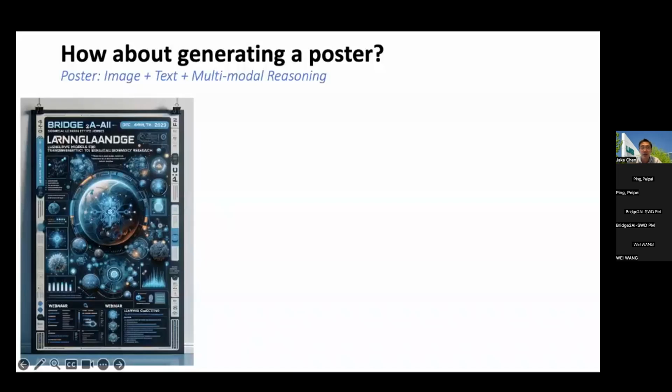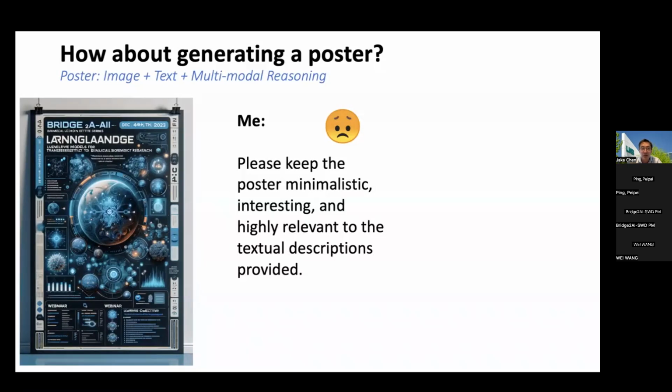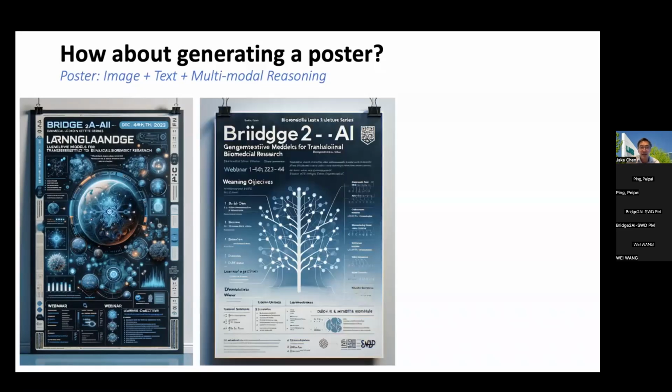And I said, well, please keep the poster minimalistic, interesting, and highly relevant to the textual description provided, and regenerate. Do you think it does a good job? Let's see. It's certainly cleaner, but it misspelled bridge to AI, and it doesn't seem to understand bridge to AI in the generated figure. It does show some trees, but when you look at the date, it doesn't make sense. It's garbled. And I was quite disappointed.